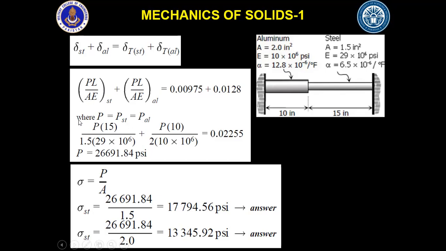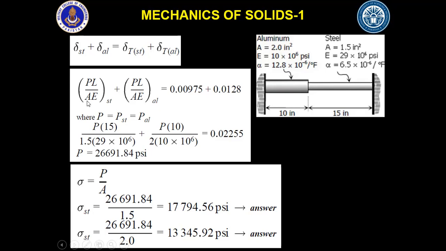Now we also say that because both of these rods are parallel to each other, the force P that is undergoing from aluminium is also the force that is going through steel. It is going to be the same P. How would that be different? Yes, the stresses could be different because the cross sectional areas are different, but the force could not be different, because the system is in equilibrium. So P is equal to P steel is equal to P aluminium.